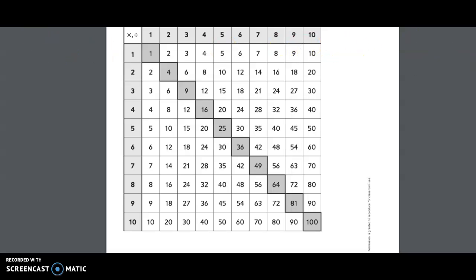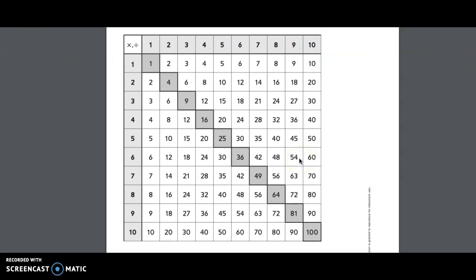Let's see if it'll let me write. It won't let me write on this sheet, but let's say I want you to multiply, well, actually, let's do something we don't know that well. 4 times 7. I can either find 4 on this side or I can find 4 on this side. So I'm going to find it here. Here's 4. That's my first factor. Now 4 times, and then 7.